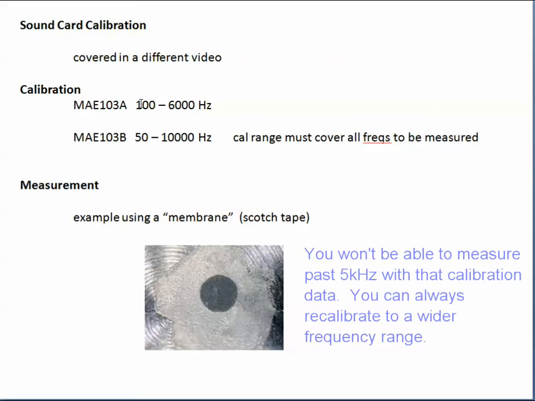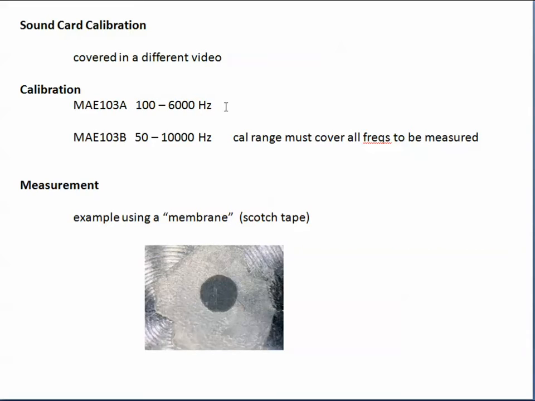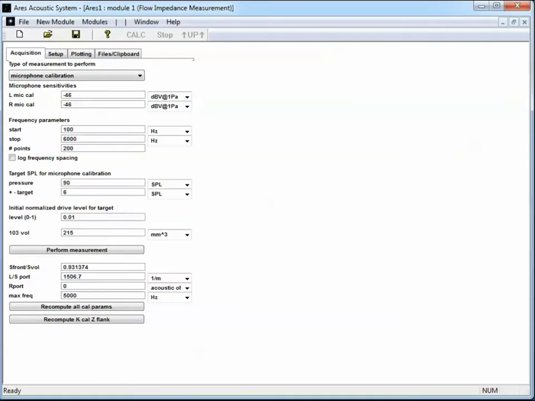If you calibrate over 100 to 6 kilohertz, you can measure outside of that range. But with B, you want to make sure your calibration range is all the frequencies you're going to be interested in. These devices, they are small and they don't measure down to super low frequencies well. So I wouldn't necessarily look much below 100 hertz or 50 hertz when measuring with these devices, whereas the MAE 100 can typically go down to 20 or 10 hertz pretty efficiently. So let's return to Aries.